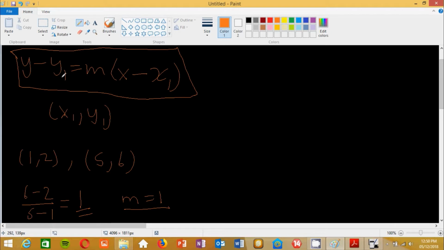Now, going to this form here, all I need to do is to plug in my gradient and to plug in any coordinates on that straight line, because remember, x1, y1 are simply coordinates on that line. So I can pick any coordinate here, but I'm going to pick both in two cases. So the first case, I'm going to pick this coordinate here. So it's going to be y minus 2 is equal to 1 multiplied by x minus 1. And this is the equation of this straight line.